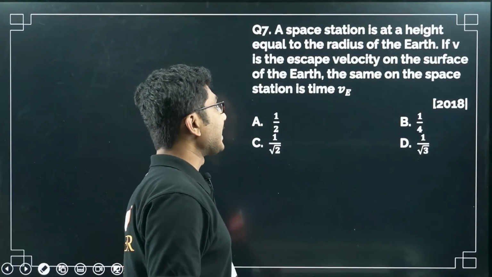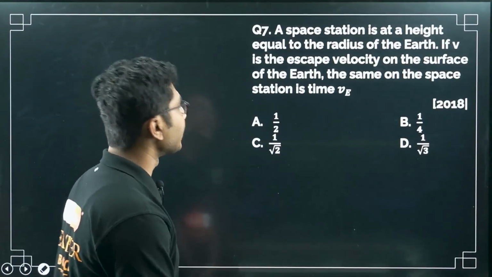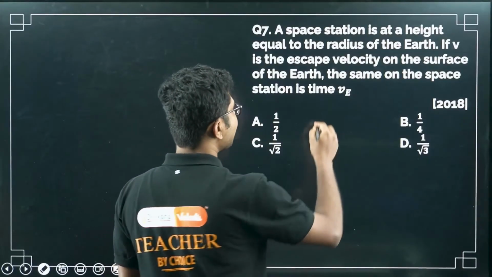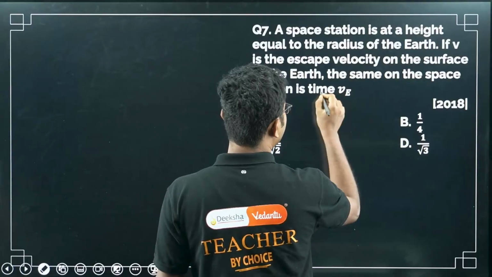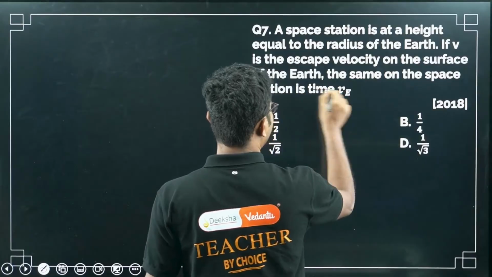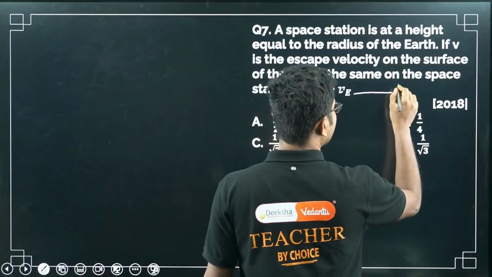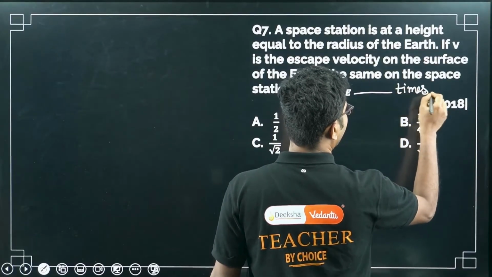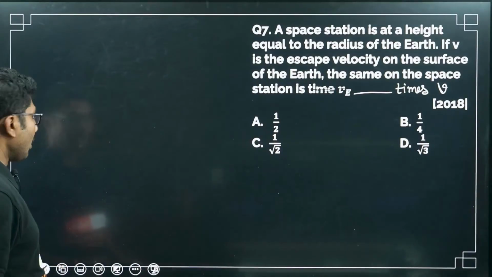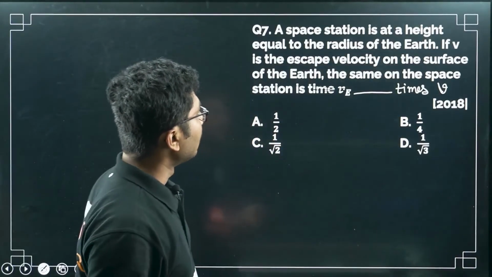Okay, now. A space station is at a height equal to the radius of the earth. If v is the escape velocity on the surface of the earth, the same on the space station is dash times v. There is a printing mistake here, I apologize for that. It will be dash times v.